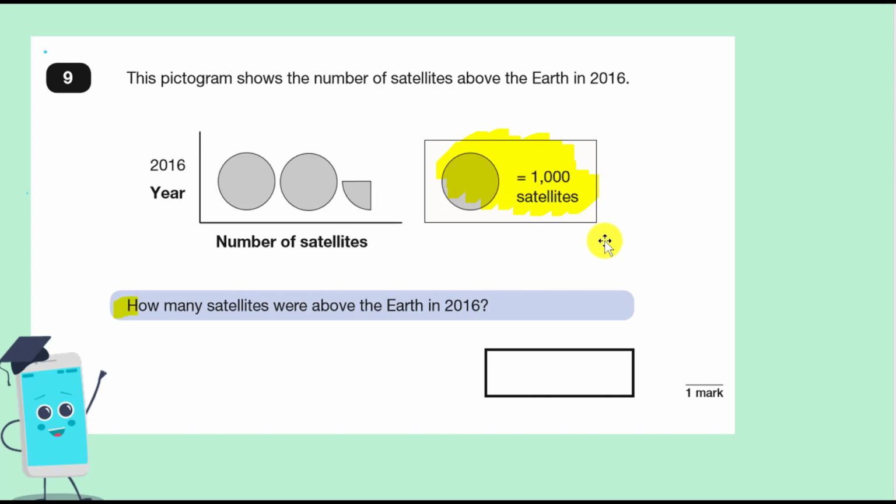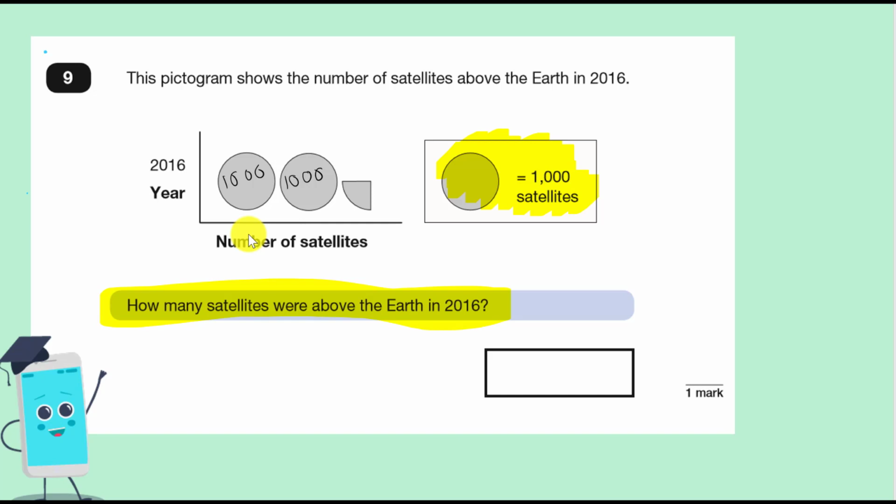Now our question is important. How many satellites were above the Earth in 2016? We are simply reading our pictogram. Now I know that every circle is worth 1,000, so I can label my circle. It's a good idea when you have word problems to label anything you can. Label things, draw pictures, just write on the diagrams. So at the moment, I've got that circle's worth 1,000, that circle's worth 1,000.